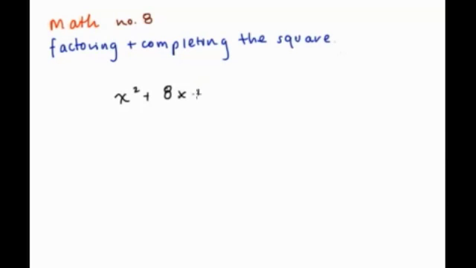8x minus 20 is equal to 0. And you're like, oh my god, I cannot find a solution to this. I mean, you probably could, but let's pretend that you can't. And you decide to do something called completing the square.